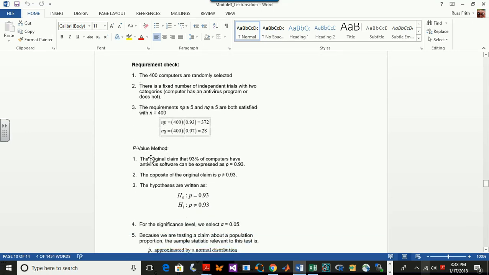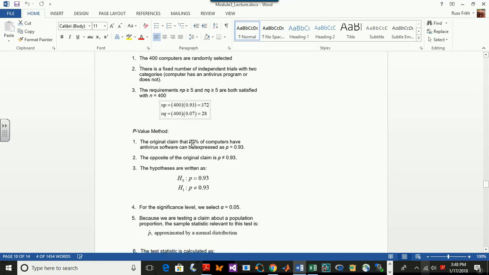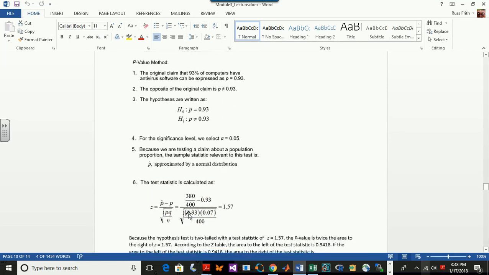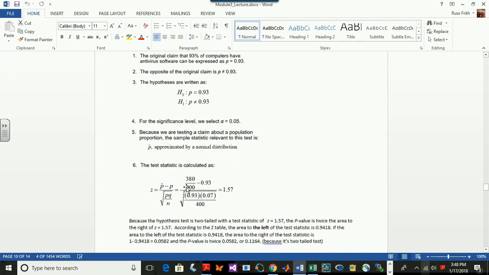So we're going to use the p-value method, so it's going to be a doubling up of the p-value once we get the test statistic, right? We need to find the z test statistic. Before we do that, we formulate our null and alternate hypotheses. Okay, the significance level is alpha, so here's our test statistic calculated out.